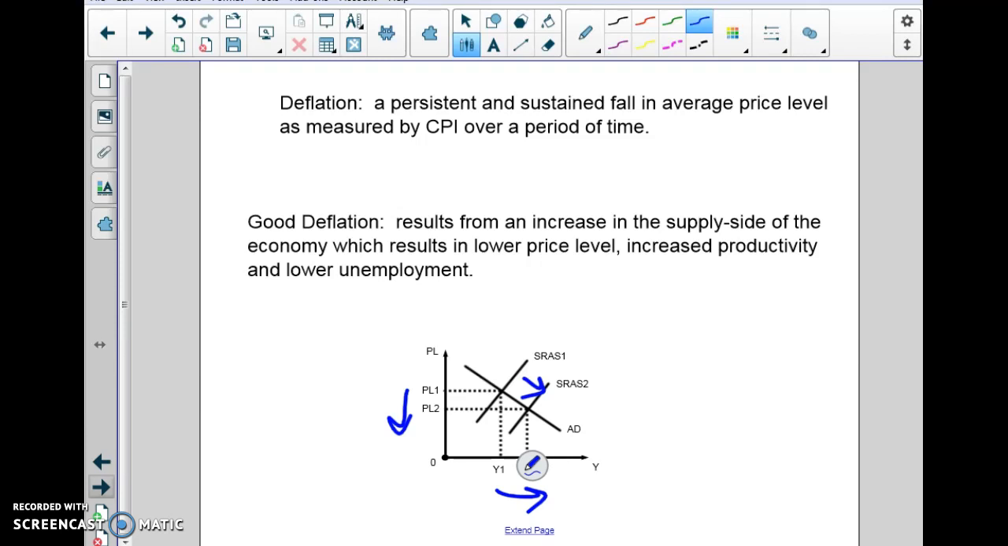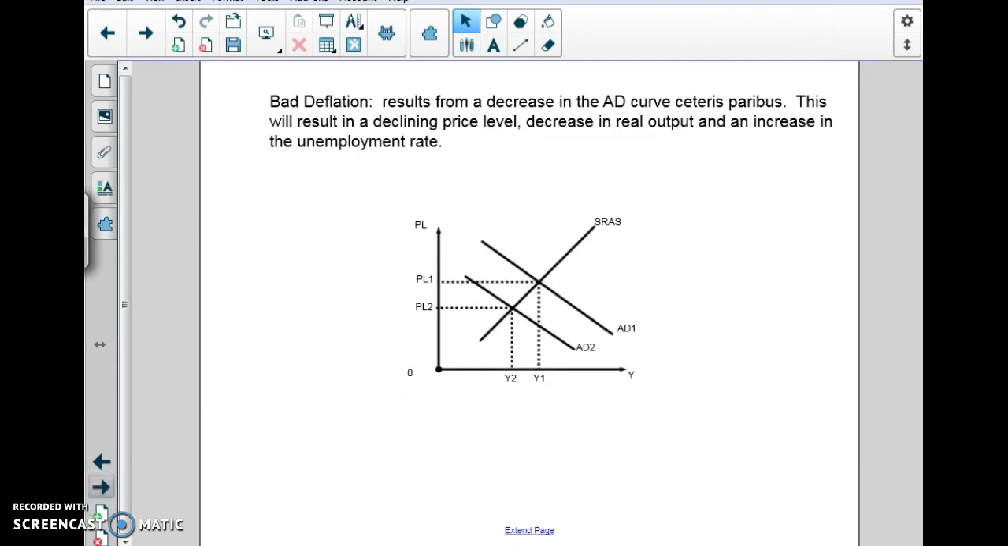And it also means that the unemployment rate is falling. So you can see why we'd call that good deflation. Bad deflation over here is caused by a negative AD shock. Generally, we have bad deflations during severe recessions. This could be a stock market crash.